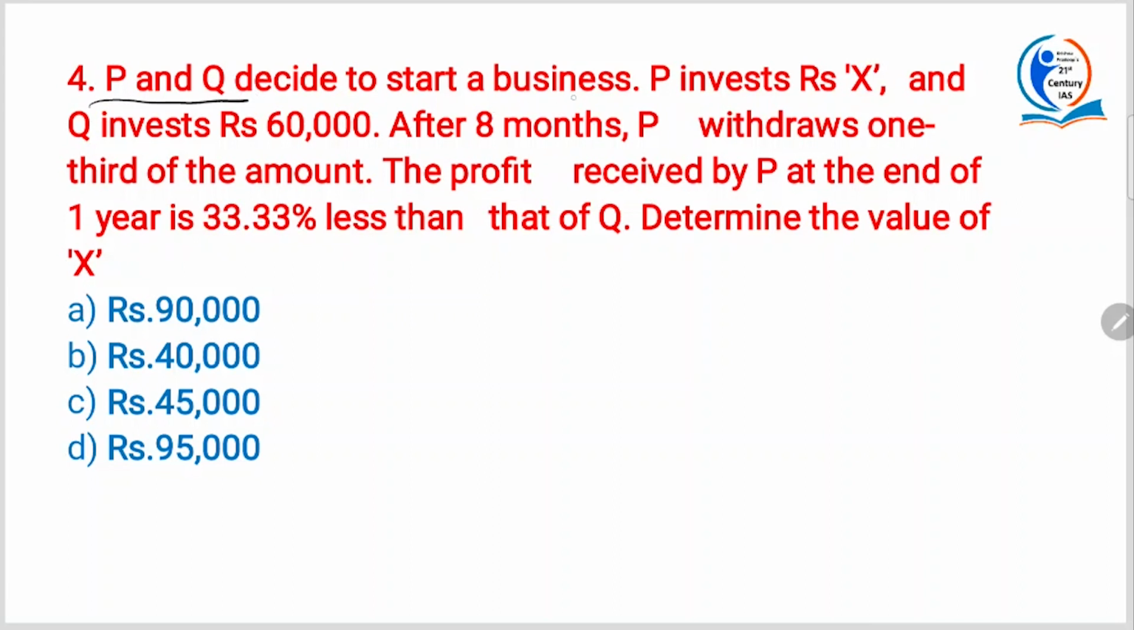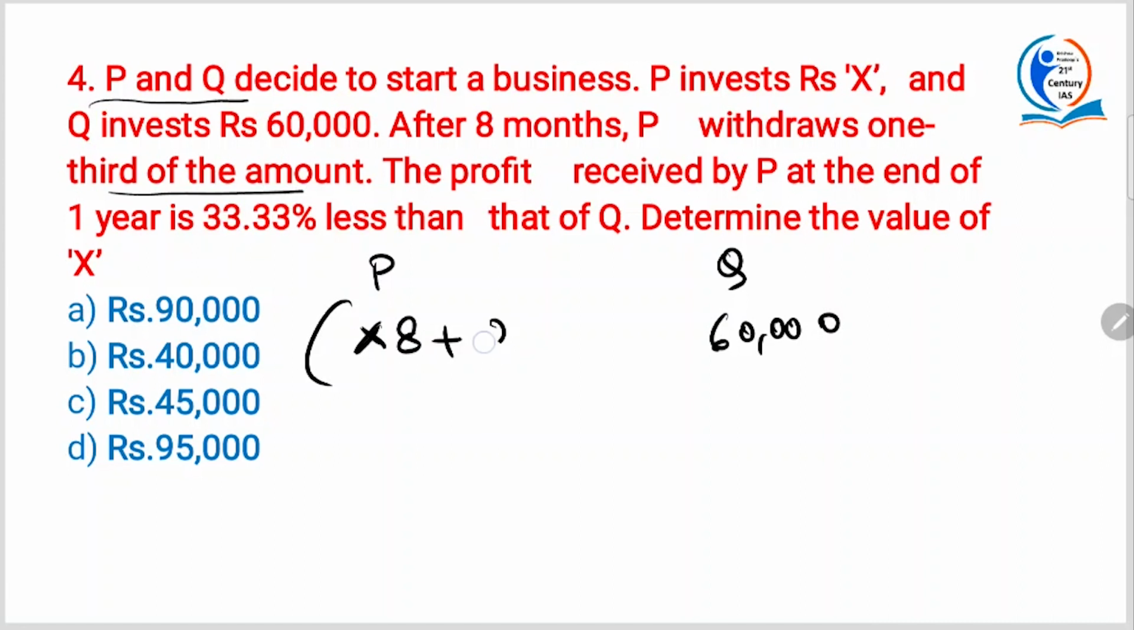P and Q decide to start a business. That means P is there, Q is there. P invests rupees X, and Q invests 60,000 rupees. After 8 months, P withdraws 1/3 of the amount. That means for 8 months, it was this, plus for the rest of the 4 months, 2/3 will be remaining, no? If he removes 1/3. So this is the total capital for 1 year.